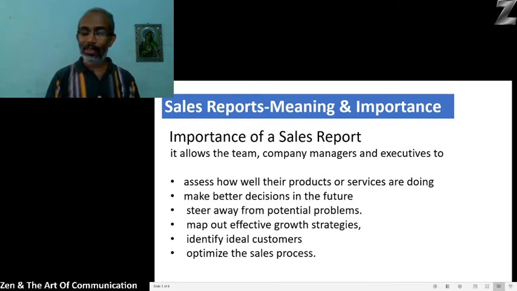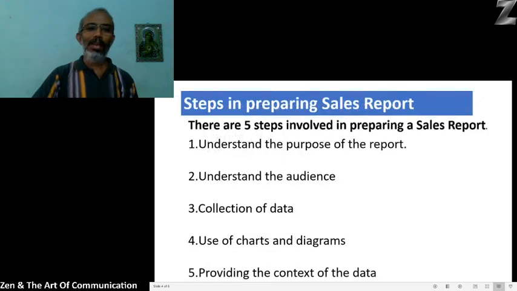And the last is it helps to optimize the sales process. Now let us understand how a sales report is prepared, or what are the steps in preparing a sales report. There are 5 steps involved in preparing a sales report.